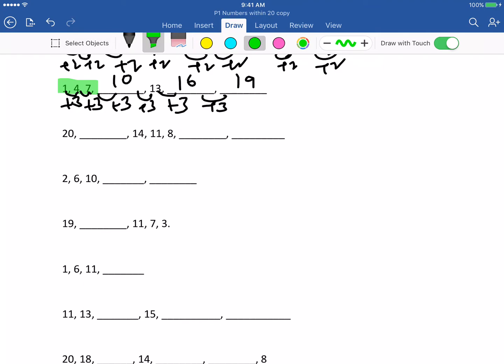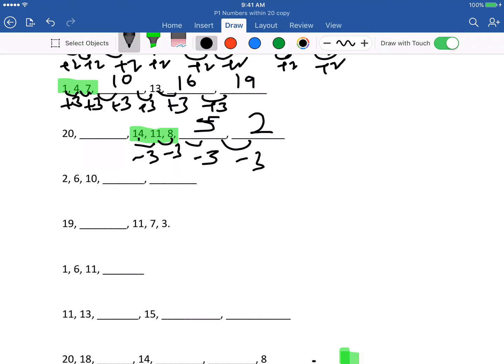Okay, the next one, look at the middle numbers, 14, 11, and 8. So I can conclude that you keep subtracting by what? You keep subtracting by 3. Minus 3. So this one minus 3. This one minus 3. So it becomes 5. Then you minus 3. This becomes 2. This one, you minus 3. So it becomes 17.